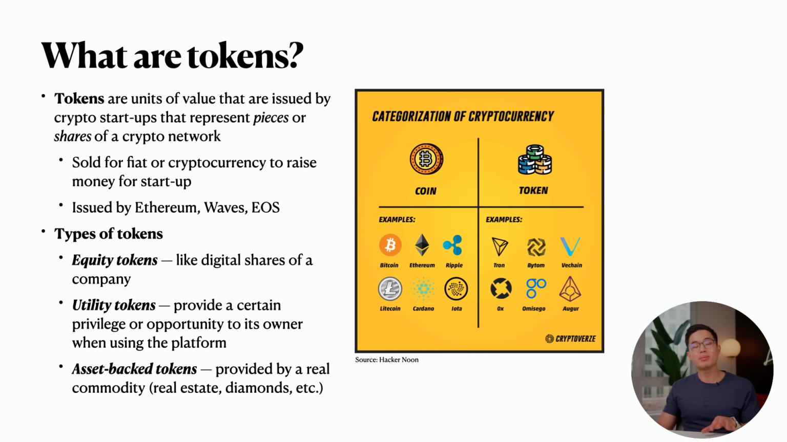Now there are a few different types of tokens. The first one being equity tokens. These are like digital shares of a company. The second is utility tokens. These provide a certain privilege or opportunity to the owner. And then you have asset-backed tokens, and these are backed by a real commodity, for example, diamonds or real estate. If you look at this picture right here, you can see some examples of coins are going to be Bitcoin, Ethereum, Ripple, Litecoin, Cardano, and IOTA. And then examples of tokens are going to be things like Tron and VeChain. So yeah, just different ways of categorizing cryptocurrency.